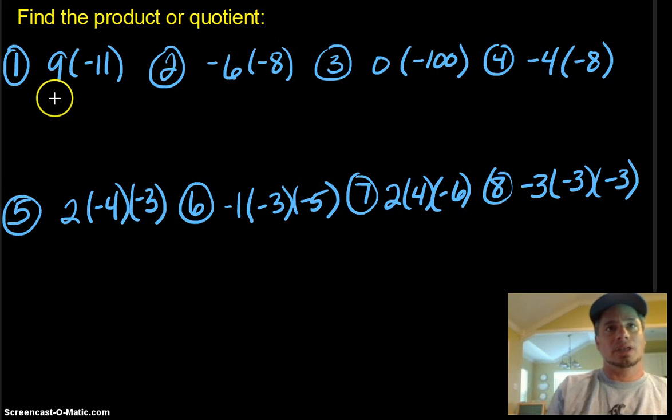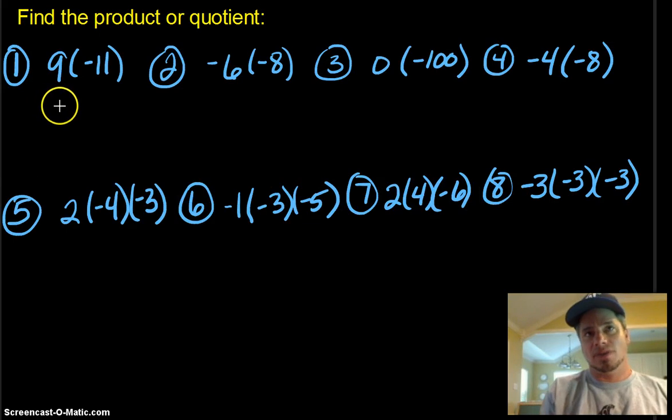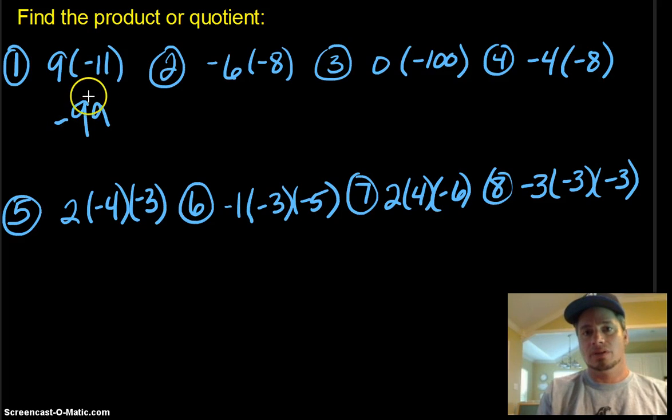Okay, here we want to look at the product. It says find the product or quotient. Now all these on here are products, so let's look at one at a time. 9 times negative 11. So I'm going to multiply normally. That's going to give me 99. And then how many negatives do I have? Well, I've got one negative, so I get a negative answer. One is an odd number. Again, they have different signs, so when I multiply, I get a negative answer.